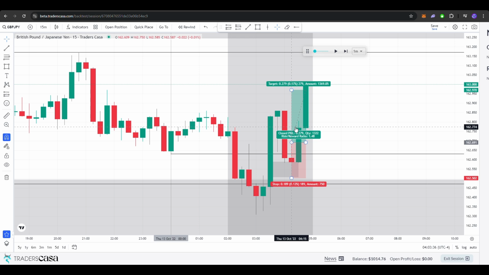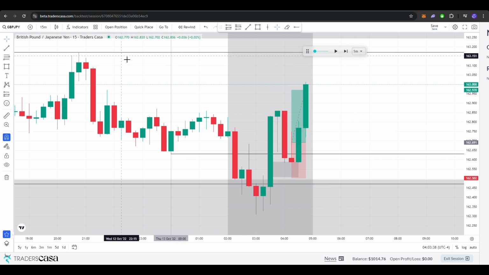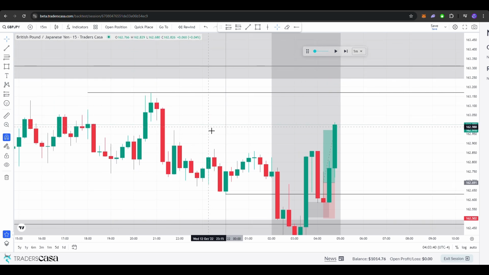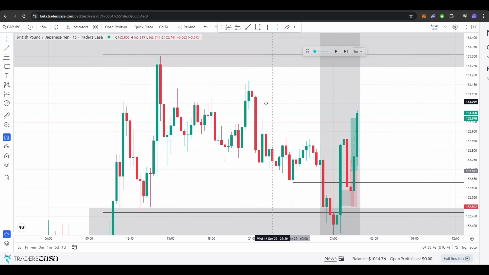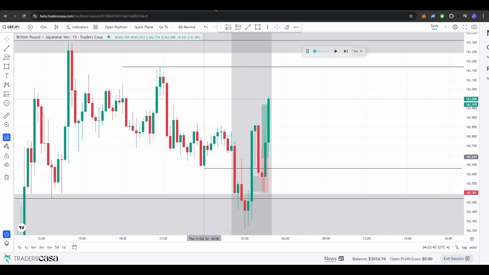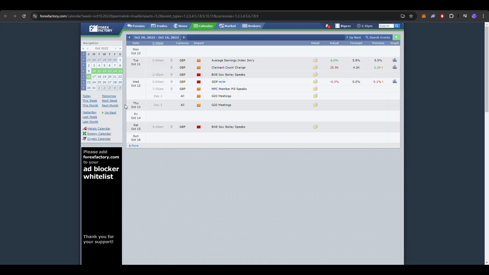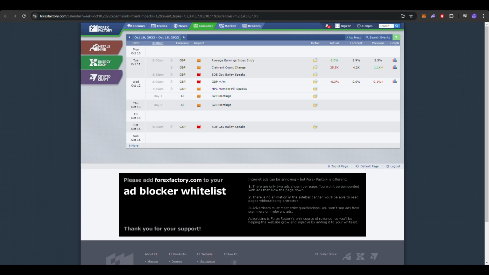Yeah, but that would have been our first take profit, and then my second one would have been here, and maybe a third here. No news on this day. This is the news for the day. It was this Thursday, so only orange folder, so no red news.